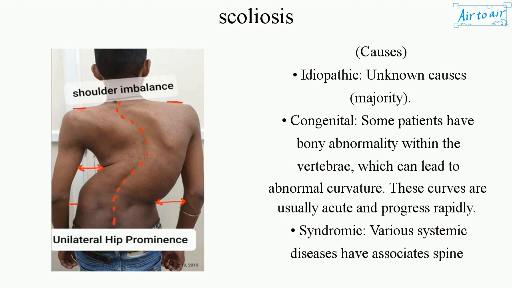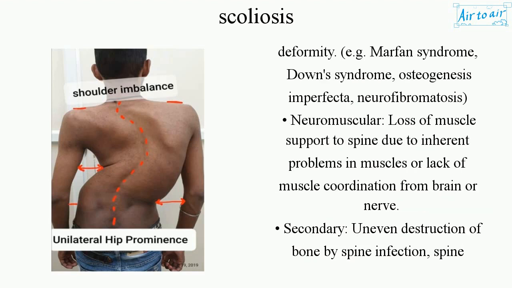Syndromic. Various systemic diseases have associated spine deformity, e.g., Marfan syndrome, Down's syndrome, osteogenesis imperfecta, neurofibromatosis, neuromuscular loss of muscle support to the spine due to inherent problems in muscles or lack of muscle coordination from the brain or nerves.